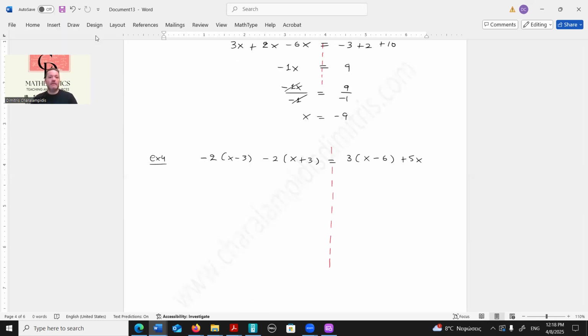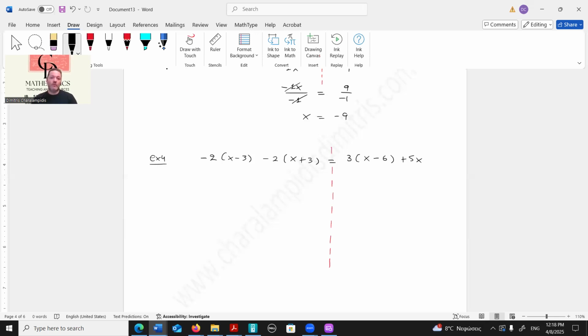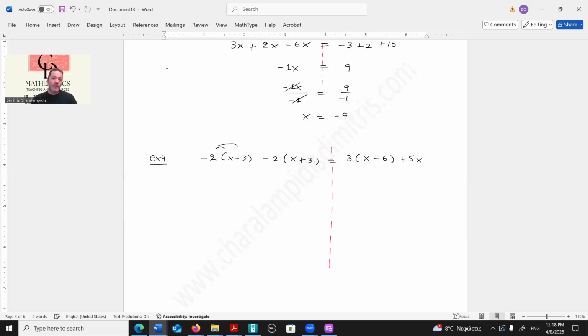Here, I have some distributions involved, so I will begin by those carefully. Minus 2 times x is negative 2x. Minus 2 times negative 3, it's plus 6. Minus 2 times x is negative 2x. Minus 2 times 3, it's negative 6, equals 3 times x is 3x. 3 times negative 6 is negative 18 plus 5x.